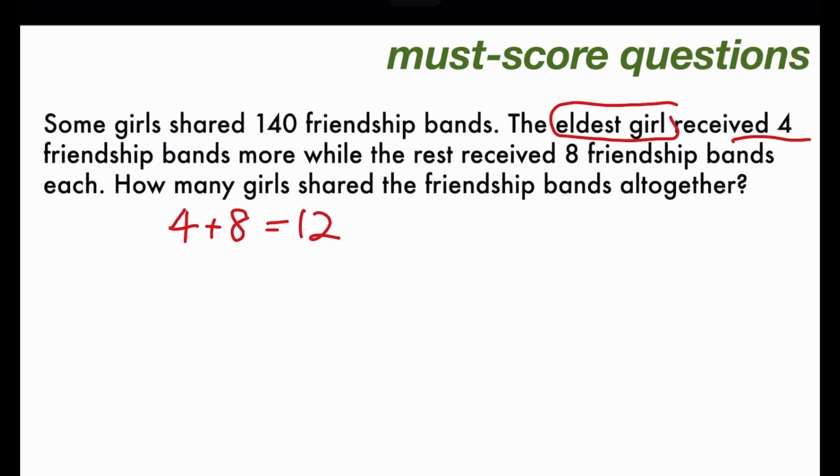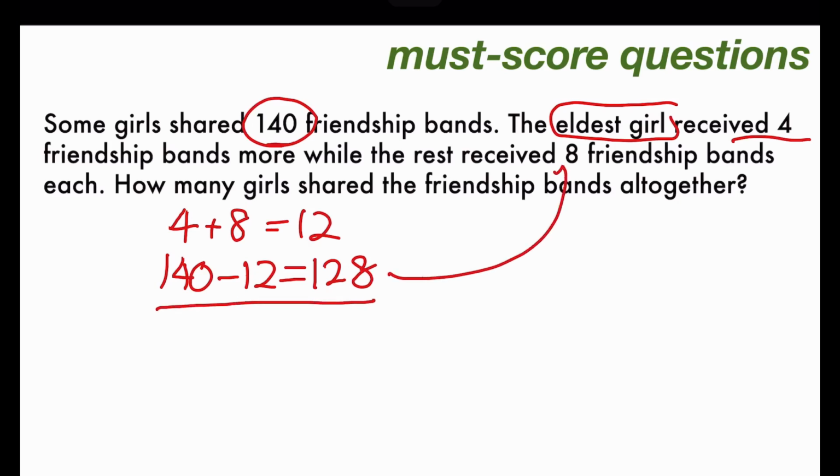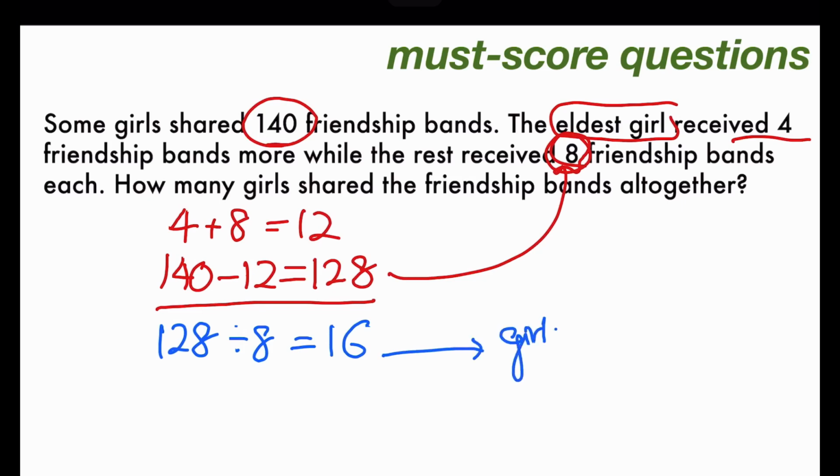Now, since she's the odd one out, I will remove her from the total. So 140 minus 12, and I will get 128. This 128 is then shared by distributing each person receiving 8. So my next step, I'm going to find out how many girls received 8 friendship bands each. So 128 divided by 8, I will get 16. Now this 16 represents girls who received 8 friendship bands. There are 16 of them.